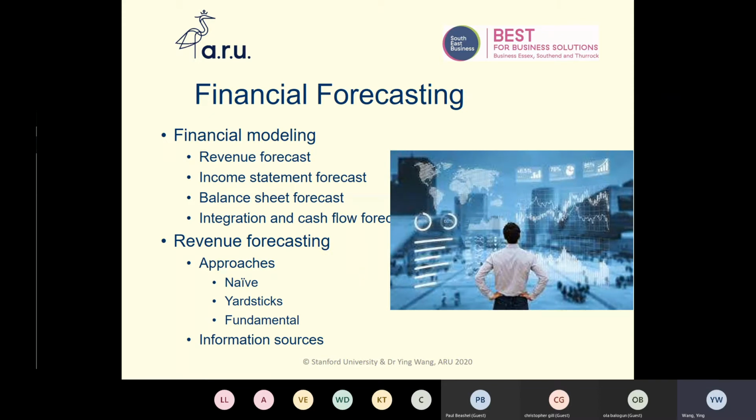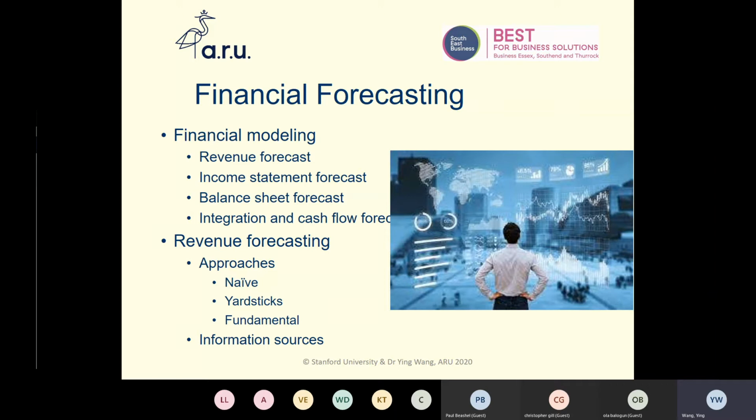Therefore, from this perspective, there is a lot of emphasis on financial forecasting. So financial forecasting is financial modeling, for example, to forecast revenue, to forecast the income statement or balance sheet, and then you can forecast cash flow. So this is the forecast.